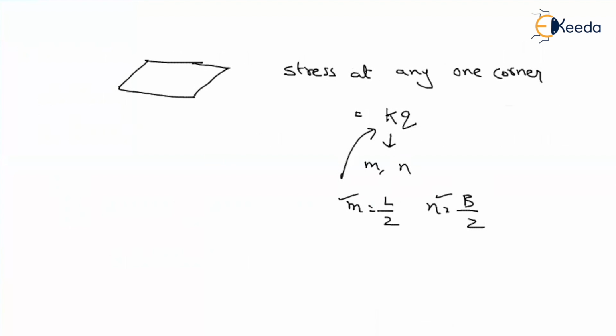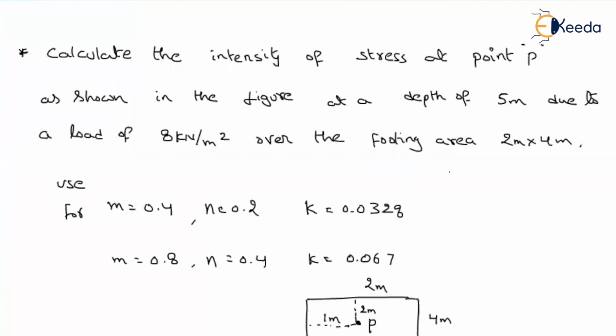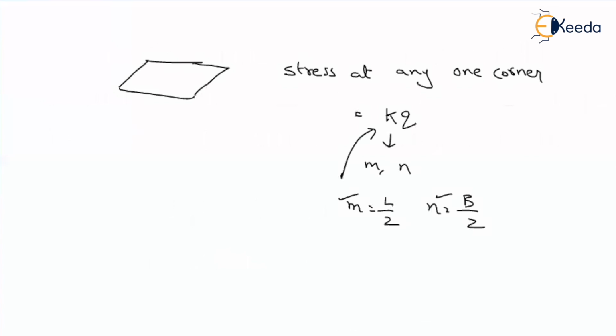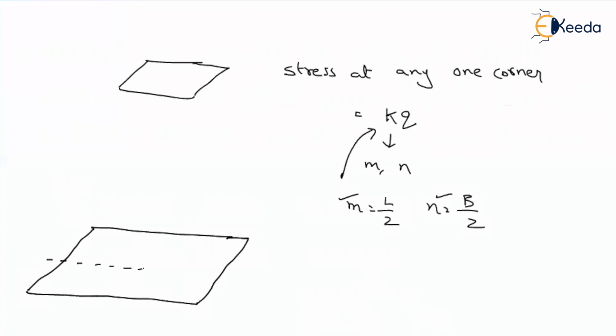But if you see the present question, are they asking directly below any one corner of the footing? Are they asking here, here, here and here? No, right? What are they asking? They're asking in between the loaded area. Then how do we find it? If they were asking directly below a corner, we would be very happy. The m value we can find out, the n value we can find out. But where are they asking? They are asking at the center point. In that case, how can I find out?